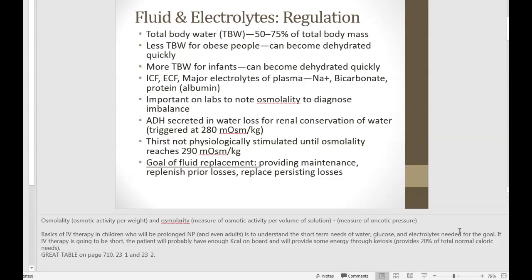Basics of IV therapy in children, which will be prolonged for NPs and even adults, is to understand the short-term needs of water, glucose, and electrolytes needed for the goal. If IV therapy is going to be short, the patient will probably have enough kilocalories on board, and will provide some protection from injury through ketosis, and can provide 20% of normal caloric needs.